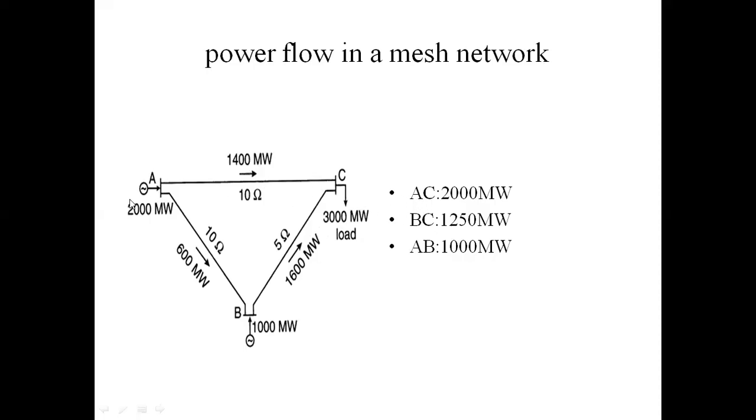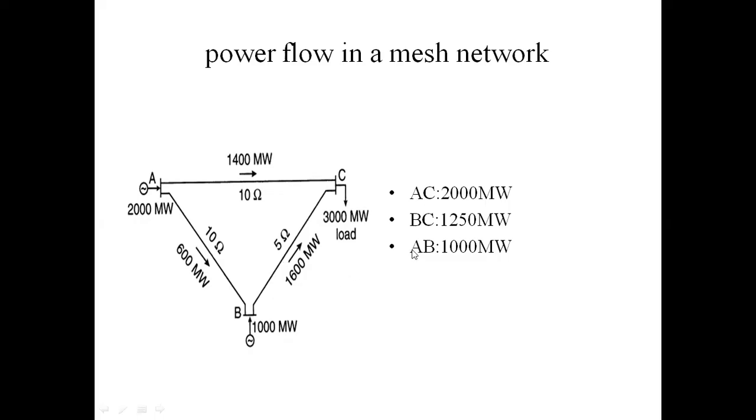This AC is 2000, but here only 1400 megawatts is flowing. This transmission line is not overloaded. Next, AB is 1000 megawatts, but here only 600 megawatts is flowing. This transmission line is also not overloaded.